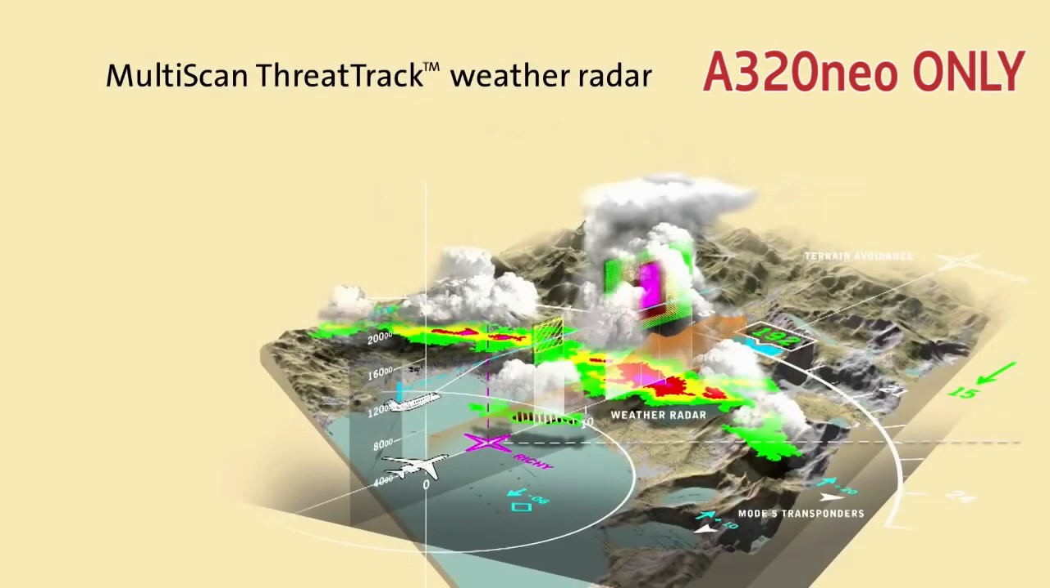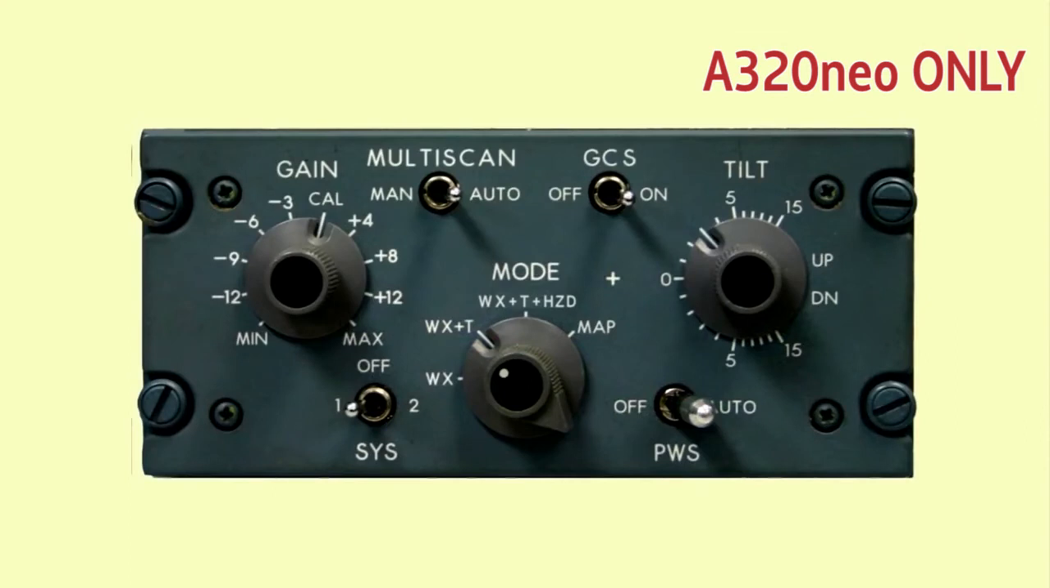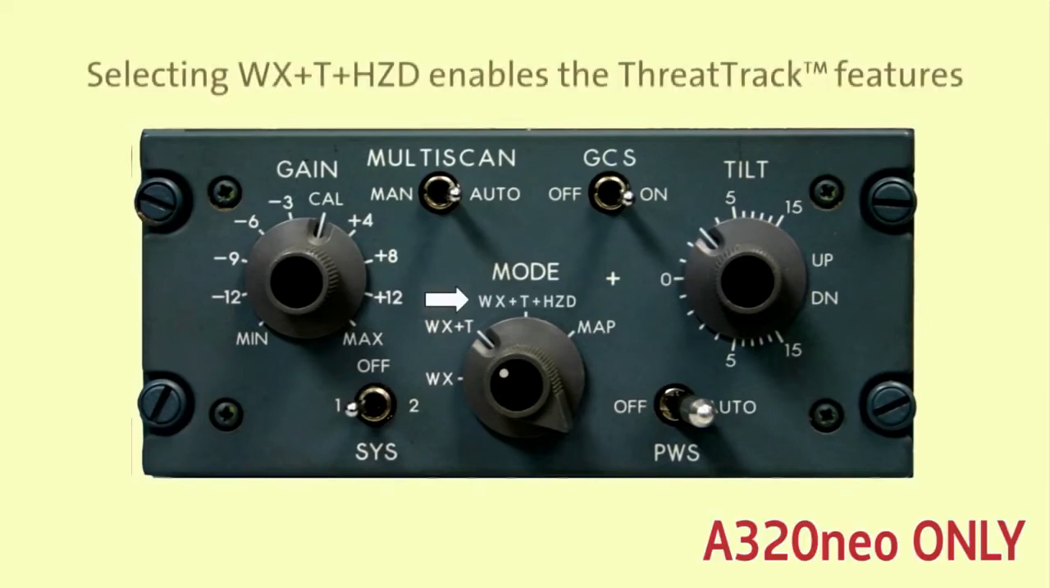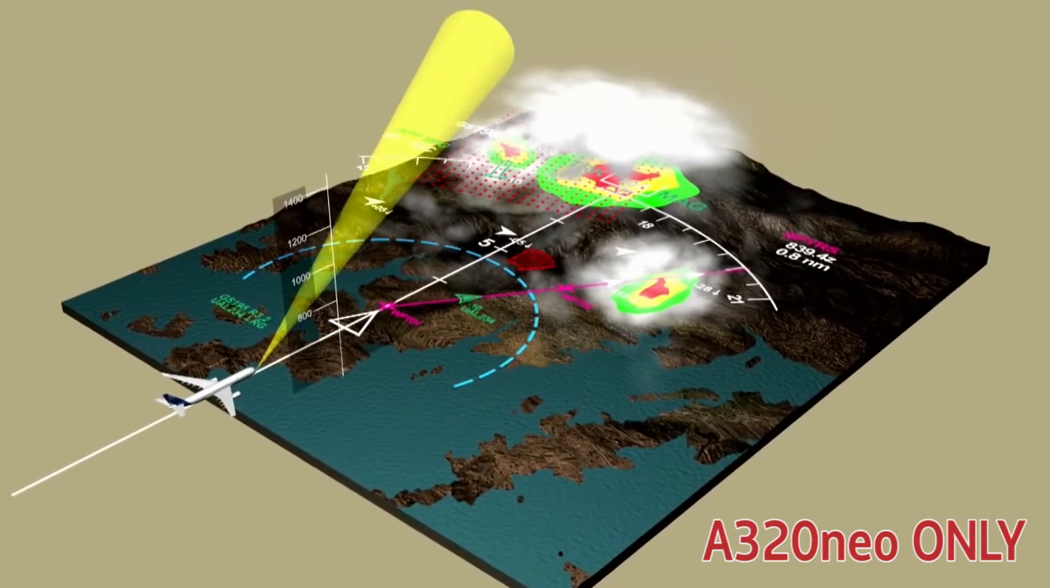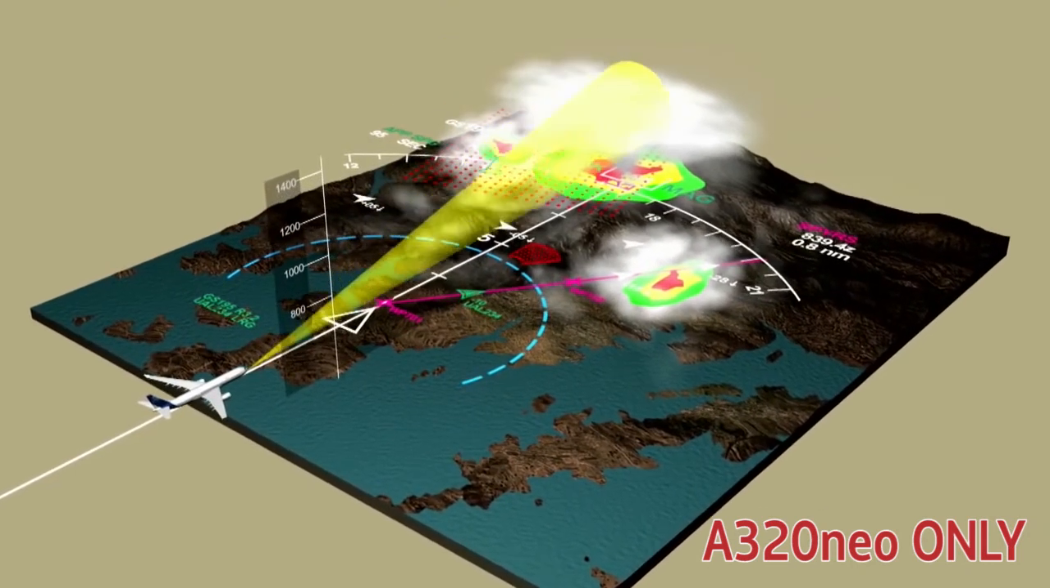Rockwell Collins' new ThreatTrack software enables 6 new weather analysis tools that assist flight crews in assessing actual thunderstorm threats. Note that on the MultiScan ThreatTrack control panel, the TURB function has been removed and replaced with a Weather plus Turbulence plus Hazard selection. When Weather plus Turbulence plus Hazard is selected, MultiScan's ThreatTrack features are added to the essential automatic MultiScan capabilities previously described in Modules 1 and 2.